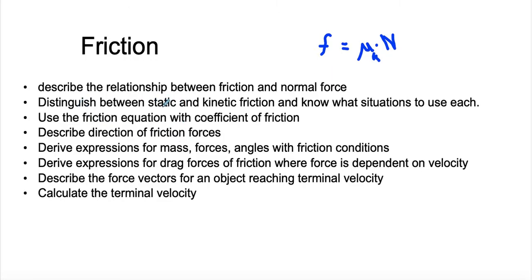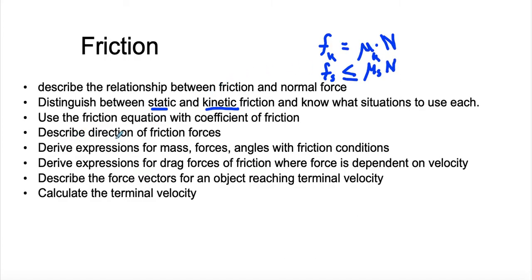So distinguish between static and kinetic. Static is when there is no slipping. Kinetic is when there is slipping. Know what situations to use with each one of these things. Use the friction equation. So I'm going to write this. This is our kinetic friction equation, and our static one, it is less than or equal to the coefficient of static friction. And this coefficient of static friction is always greater than the coefficient of kinetic friction.